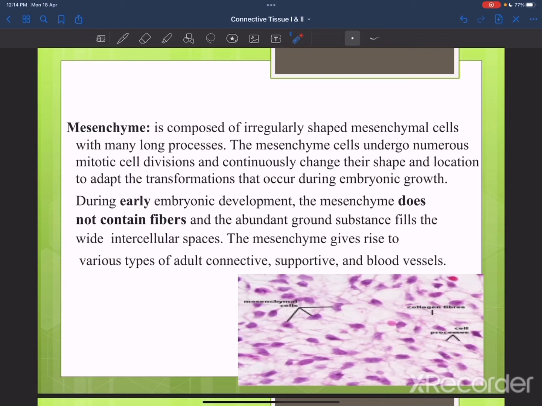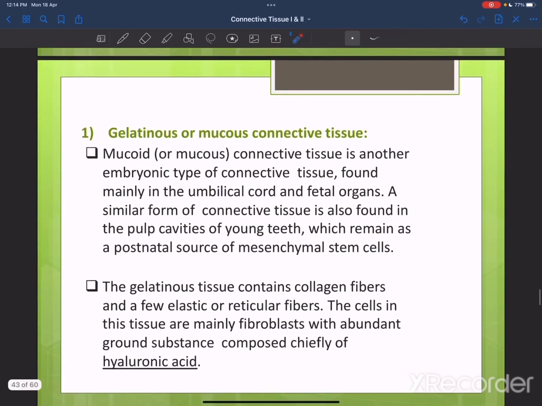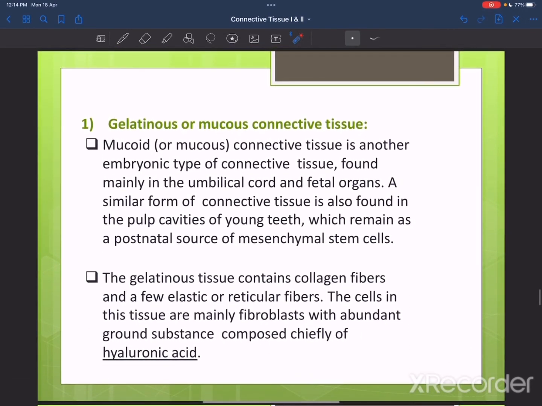But you have to know some special types of connective tissues. For example, the gelatinous or mucous connective tissue, a special form of connective tissue. This is a mucoid or mucous connective tissue. Another embryonic type of connective tissue found mainly in the umbilical cord and in fetal organs. A similar form of connective tissue is also found in the pulp cavities of the young teeth, which remains as a postnatal source of mesenchymal stem cells.